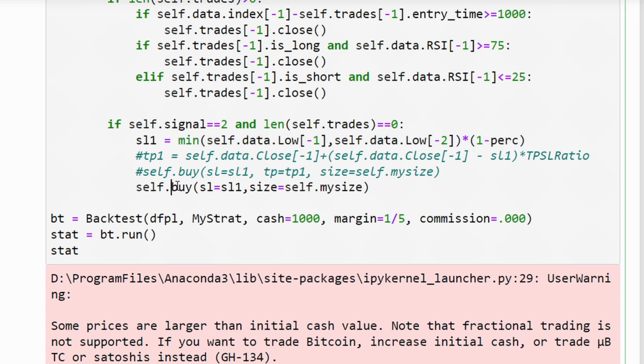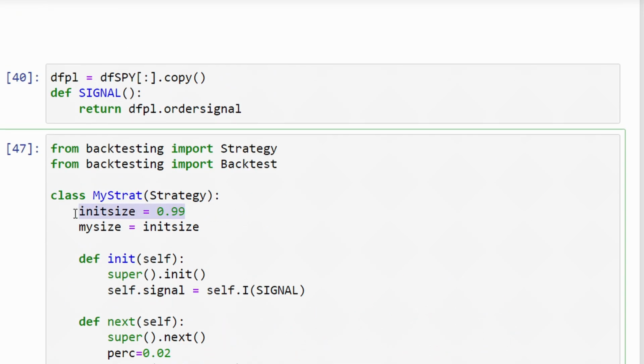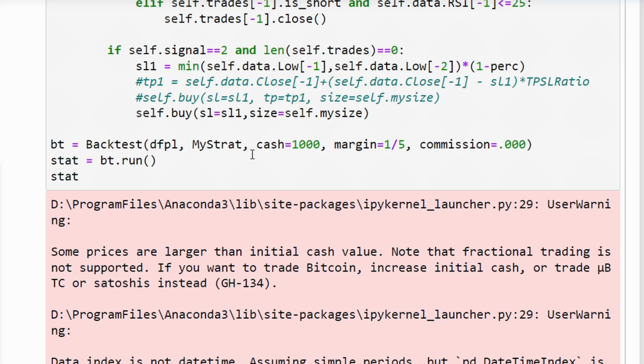And we are entering the market with a buying position using the stop loss value and the size of our trade, which is taken to be 99% of our current equity. I'm starting my backtest with $1,000 in cash, a margin of 1 over 5, or a leverage of 1 to 5. No commissions, just to be able to compare this strategy with different strategies that we have applied and backtested before, discarding any additional parameters such as the commissions, the swap, and the fees of trading.